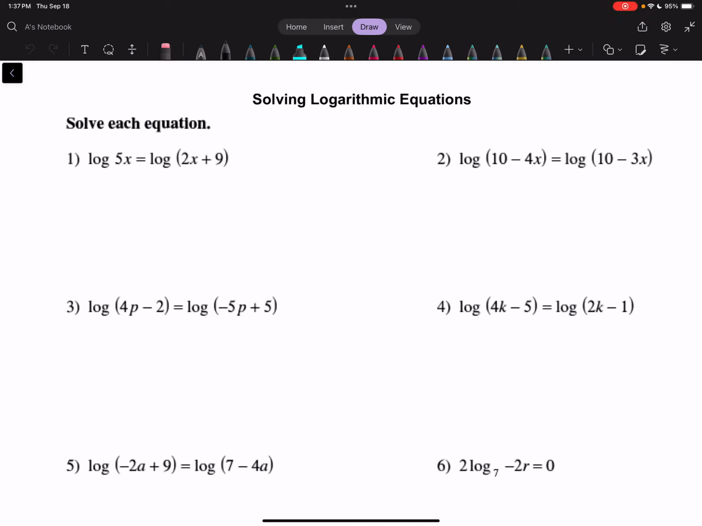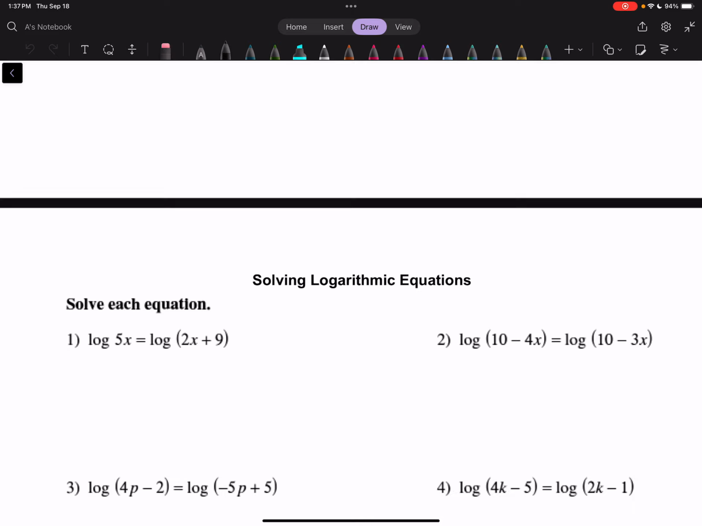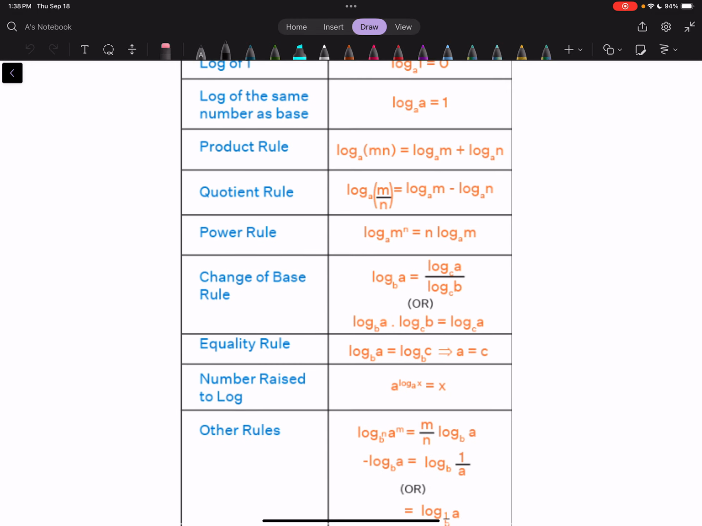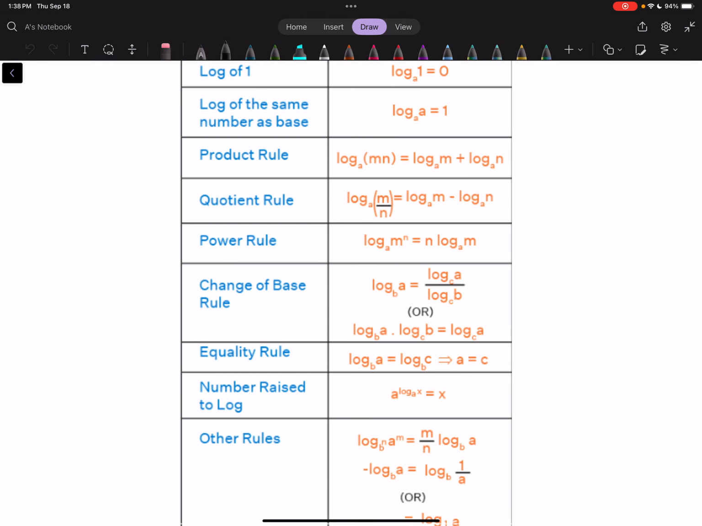Good day. Today we're going to be looking at solving logarithmic equations. Alright, now as a quick reminder, I'm going to go up in our notes to the properties of logarithms, and I'm going to make sure you remember the product, quotient, power, and equality rule.